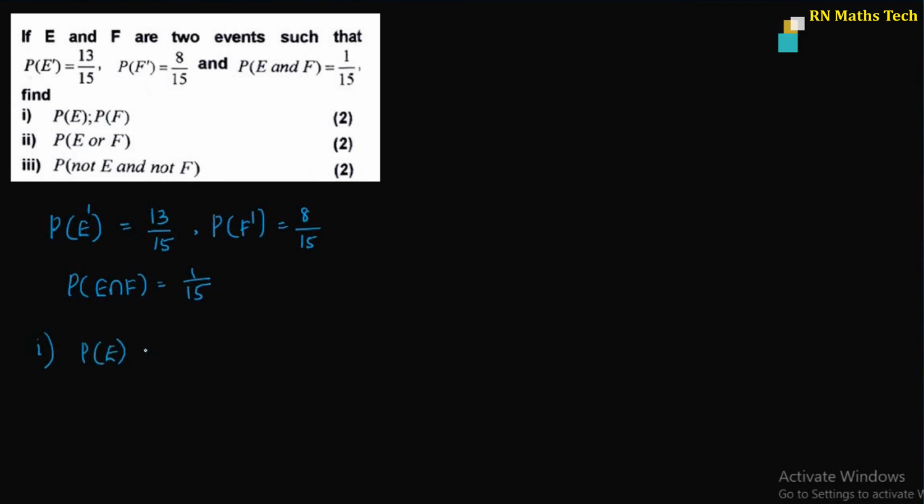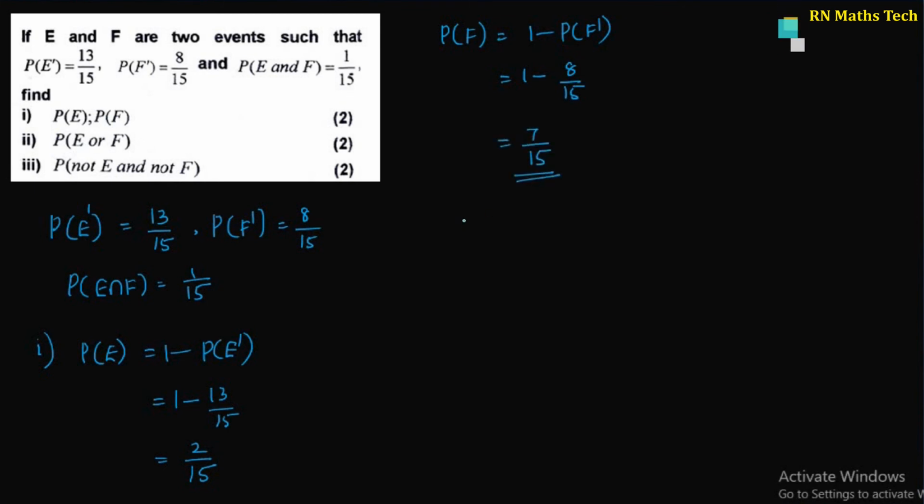P of E കാണുന്നതിന് 1 മൈനസ് P of E ഡാഷ് ആണ്, 1 മൈനസ് 13/15, that is 2/15. അടുത്ത P of F ആണ്. P of F is equal to 1 മൈനസ് P of F dash, that is 1 minus 8/15, that is equal to 7/15. Okay, now second one, second part is P of E or F.